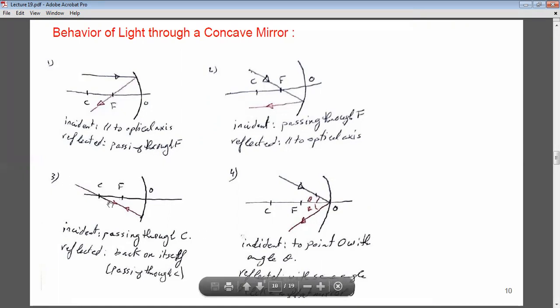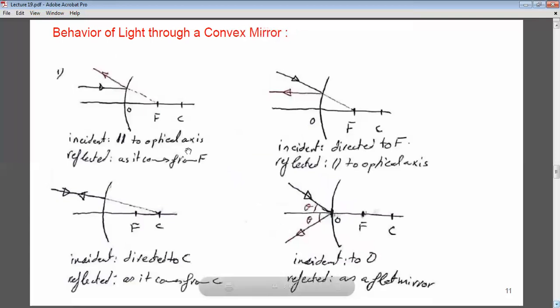Now, if it is incident passing through C, it will be reflected passing through C. And if it is incident directly to point O, it will be reflected with the same angle theta, like in the case of a flat mirror. So these are the 4 cases in a concave mirror.